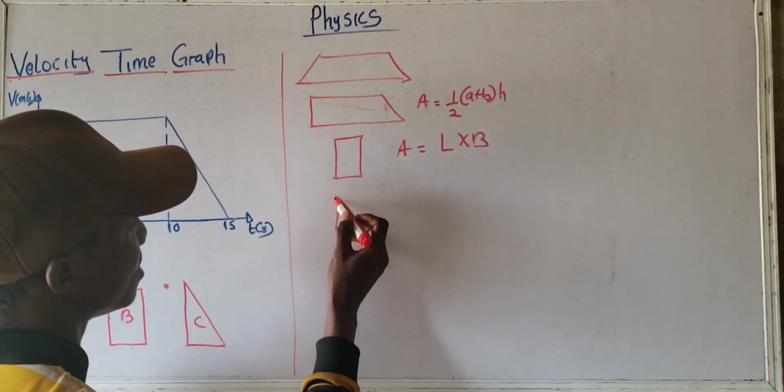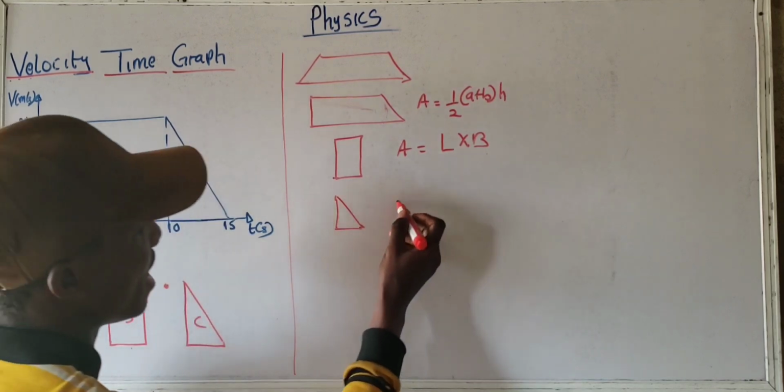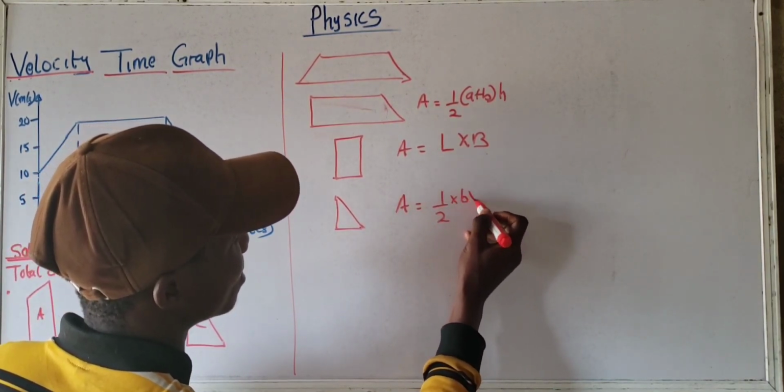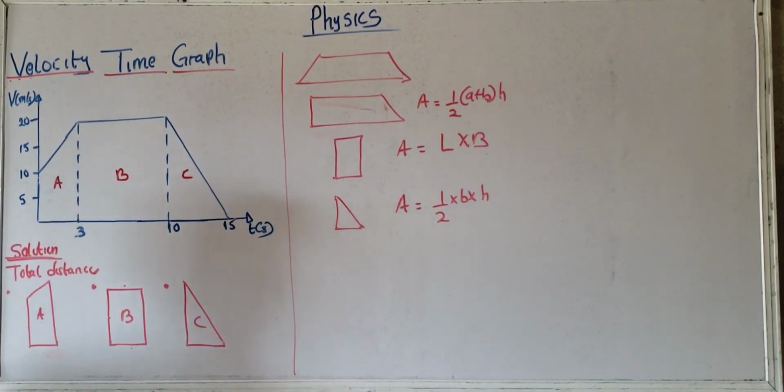What is the name of this shape? This is a triangle, and the area of a triangle is equal to 1/2 multiplied by base multiplied by height. You understand? So now, having identified the shapes and the corresponding formulas for finding the area, you can proceed to calculate the total distance traveled by the object. You understand? Okay, let's take it step by step. Let's start with the trapezium.